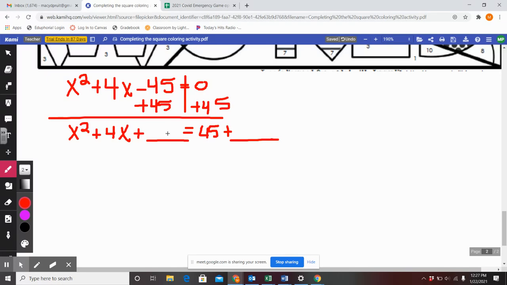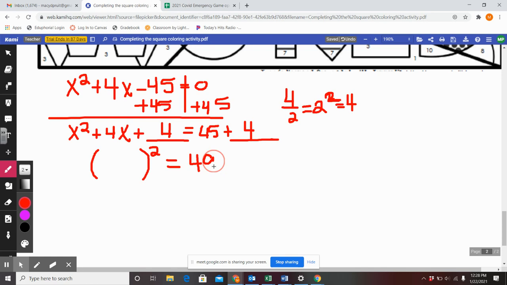Find out what goes in these blanks. So it's b. What's my b? 4. Divide it by 2, which is 2. Then square it, which is 4. So 4 goes here. 4 goes here. Now I simplify. So I'm going to figure out what this factors out to be, and it's going to be really easy. Equals, what's 45 plus 4? All right. So it's x, and then what's half of your b? 2. Perfect.